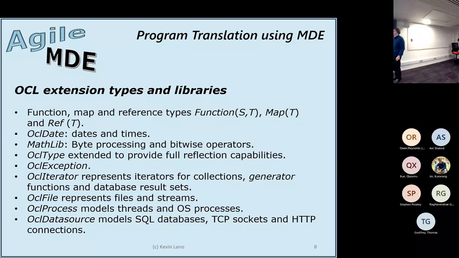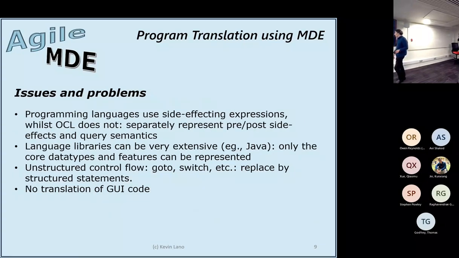We need to add function types. Most programming languages these days have function types. They have lambda expressions. You need to add map types, not even in the old OCL. So there's also a type of references, dates. So we need libraries, which are essentially PIM level. They're platform independent representations of things that you find in every programming language, like dates, and byte processing, types, reflection, exceptions, and so on. That's not everything, it's just the core things that you might find in programming.